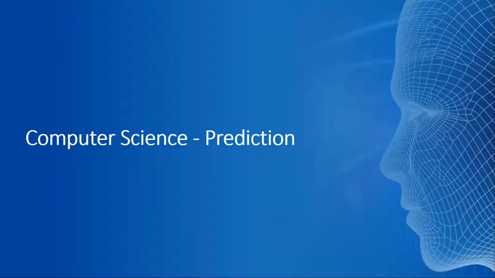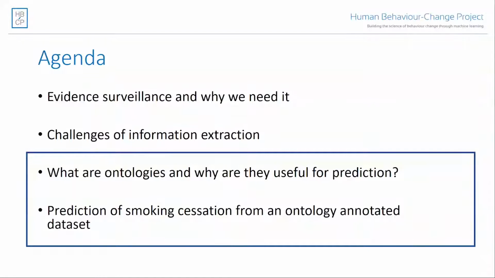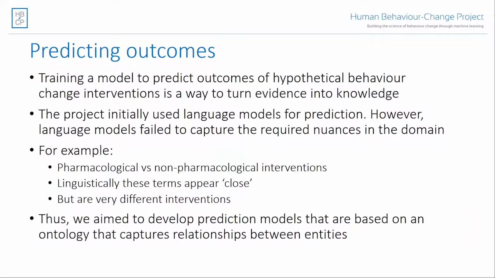Thank you, James. So, hi everyone, this is Jana Hastings, and I'm going to tell you a little bit about the computer science contribution to the Human Behavior Change project in the form of prediction systems. So I will say a little bit about what ontologies are and how we've used them for prediction, and I will describe a system which is able to predict smoking cessation from an ontology annotated data set as part of the project.